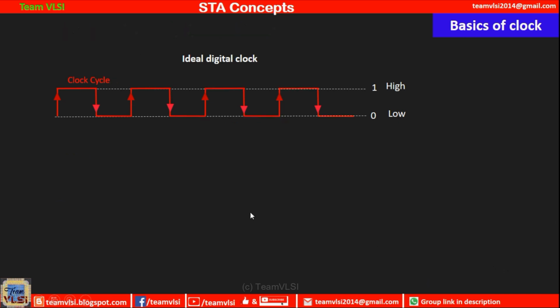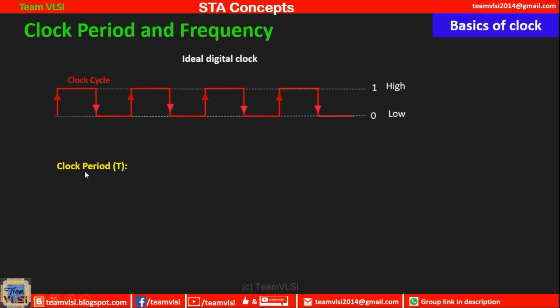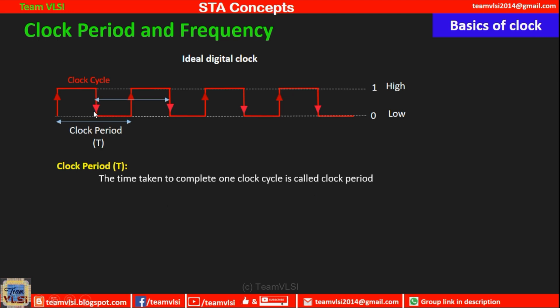Okay, next we will see the clock period and frequency. Clock period is generally indicated by the symbol T, and it is defined as the time taken to complete one clock cycle. So you can see here, this is your clock period. So the time taken by the clock to complete a cycle, one clock cycle, is called your clock period.